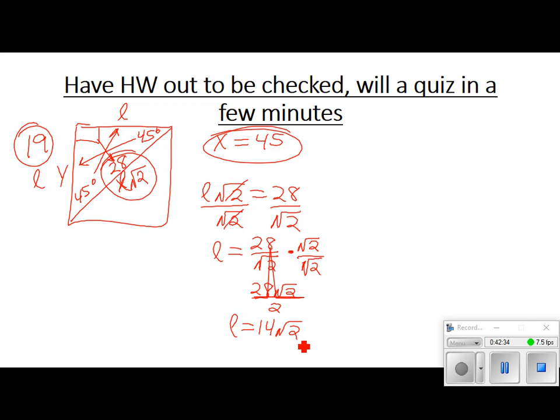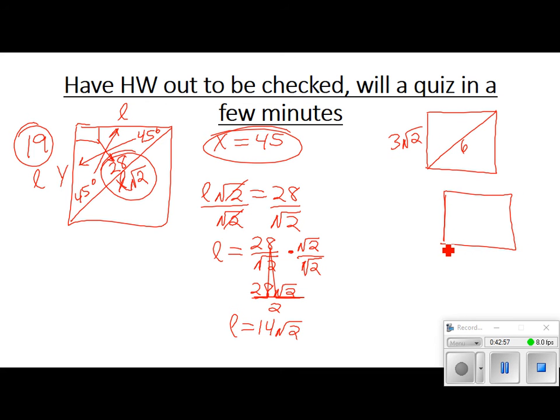See if you see a pattern there? If that diagonal was 28, it's half. It's not just half though. It's not just 14. It's 14 radical 2, 14 times the square root of 2. So if I gave you this, told you this diagonal was 6, this side over here is going to be 3 radical 2.